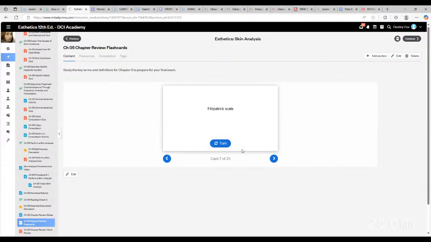The Fitzpatrick scale goes from what numbers? Anybody know? 1 to 5. 1 to 5, it's gonna go up to 6. You've got 1, which is going to be no melanin, absolutely none whatsoever, and it's also the same for albinos. Okay, those individuals are found closer to the North Pole, their natural origin closer to the North Pole.